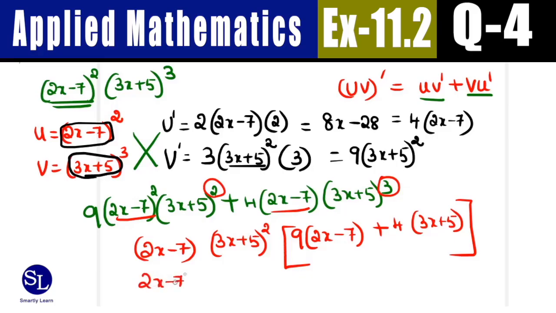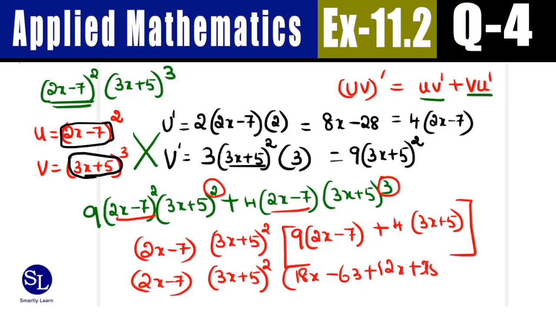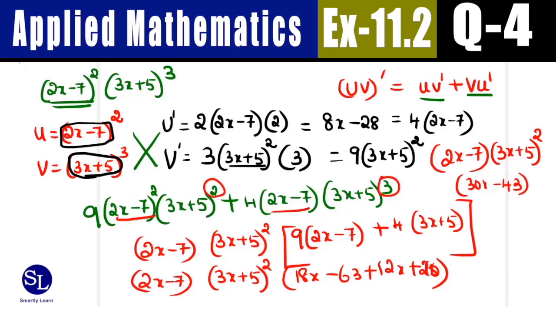This I'm going to retain as such. So this is (2x − 7)(3x + 5)². This is 18x − 63 + 12x + 20. Now I can simplify: 18x plus 12x is 30x. So the final answer is going to be (2x − 7)(3x + 5)² into (30x − 63 + 20). So the answer is going to be 30x − 43. This particular expression, the product of these three terms, is going to be the answer for the input's differentiation.